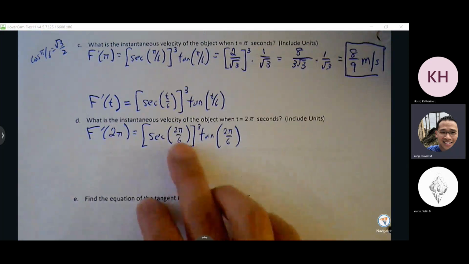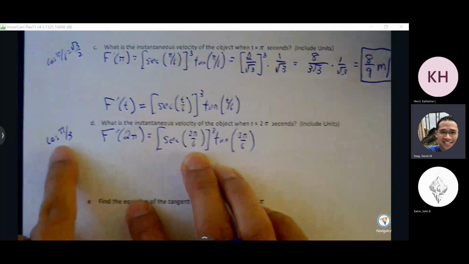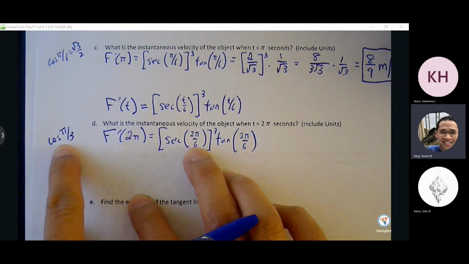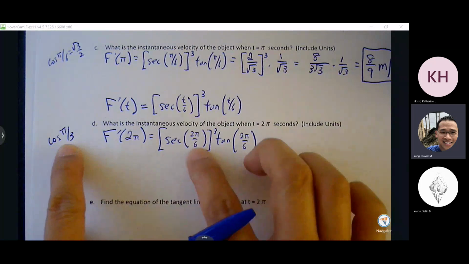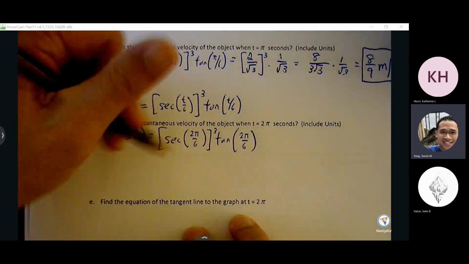So secant of 2 pi over 6, the same thing as secant of pi over 3. Maybe we can think in terms of cosine of pi over 3 first. Just some of that feels more familiar. Cosine of pi over 3 is 1/2. We take that 1/2, we flip it, we get 2 to get to the secant, so 2 cubed.